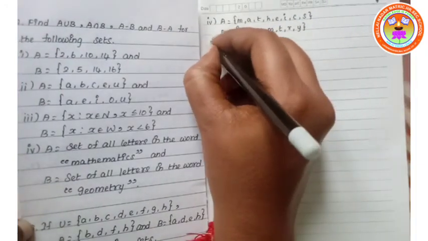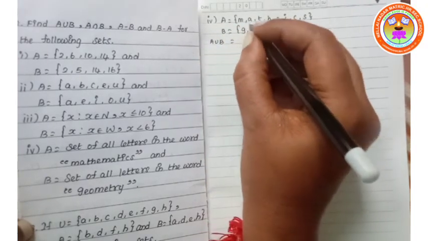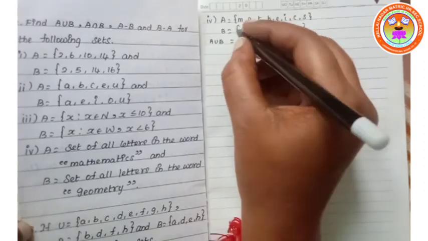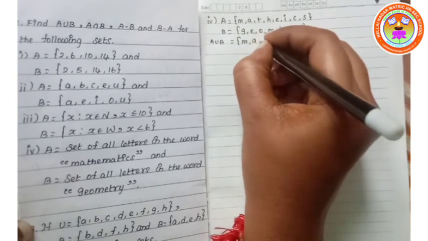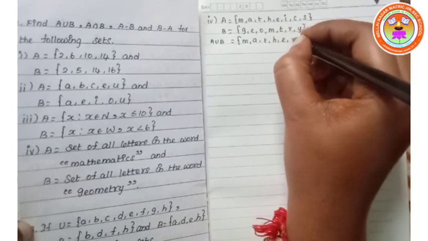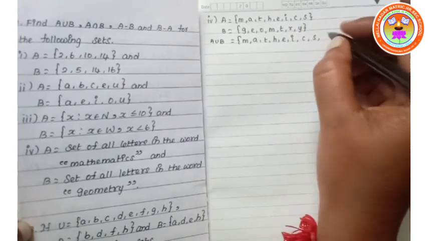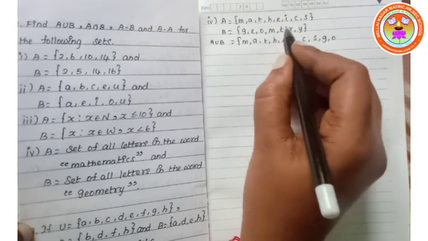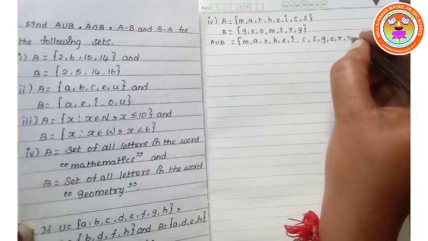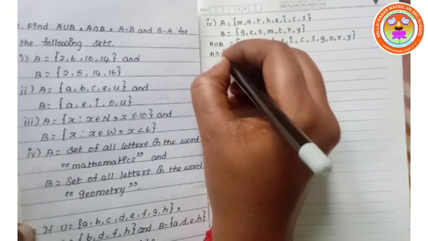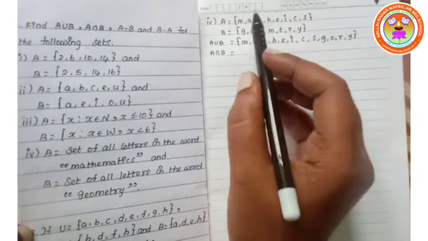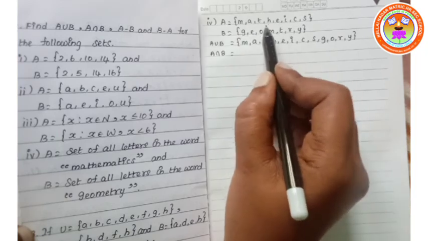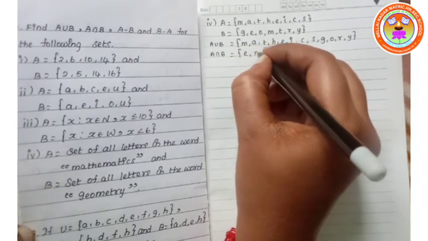Now we have to find A union B. A union B means all the elements from both the sets and every element should occur only once. So M, A, T, H, E, I, C, S, comma, G, E already written, then O, then M already written, T already written, then R, then Y. So this is union. Next, intersection. Intersection means common elements. What are the common elements? E is common, M is common, T is common. So the common elements are E, M, T.